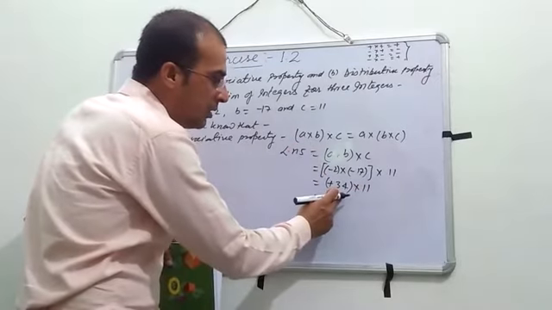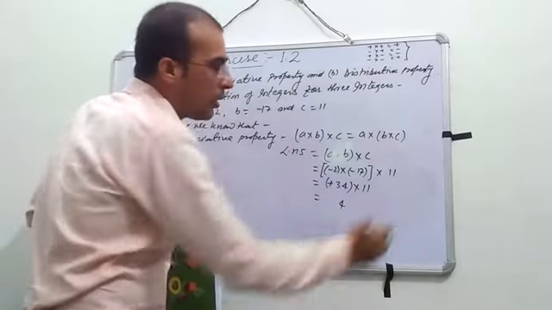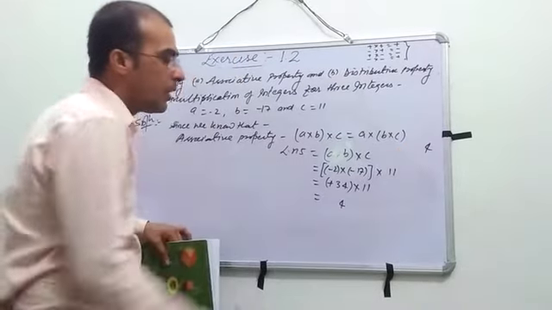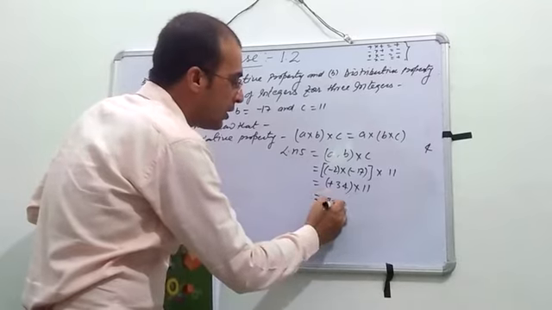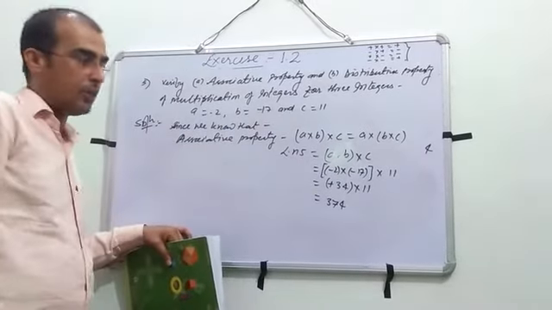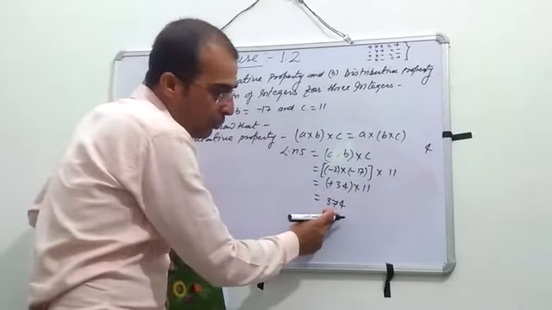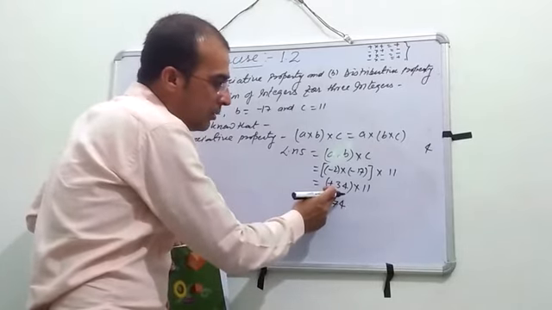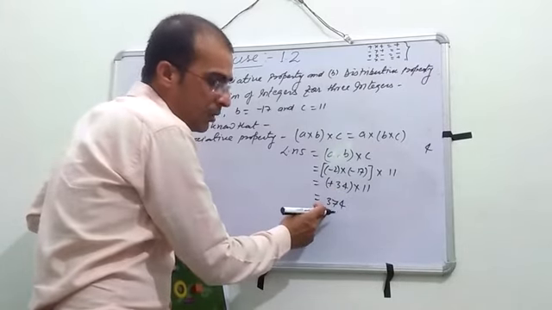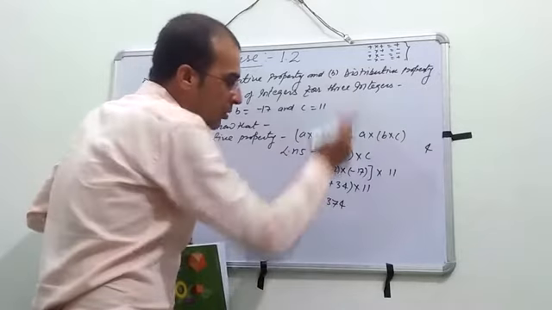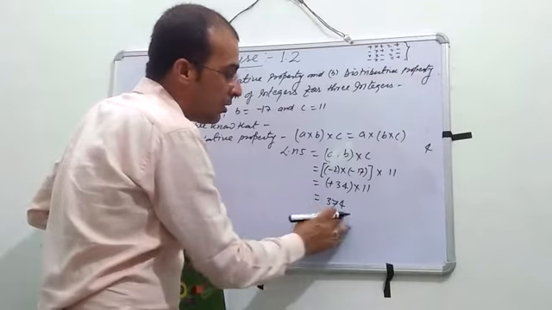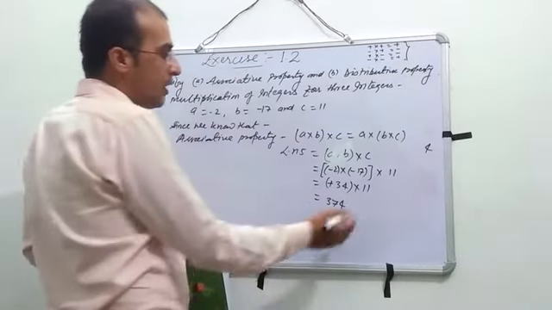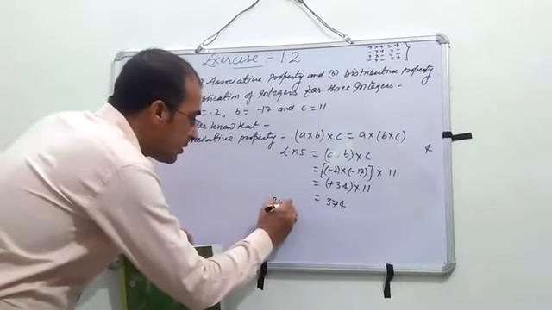11 4 ja 44, carry 4, 11 3 ja 33 plus 4 equal to 37. You can take 11 4 ja 44, 11 3 ja 33 and carry, then 33 plus 4 equal to 37, so 374. This is LHS. Now RHS.